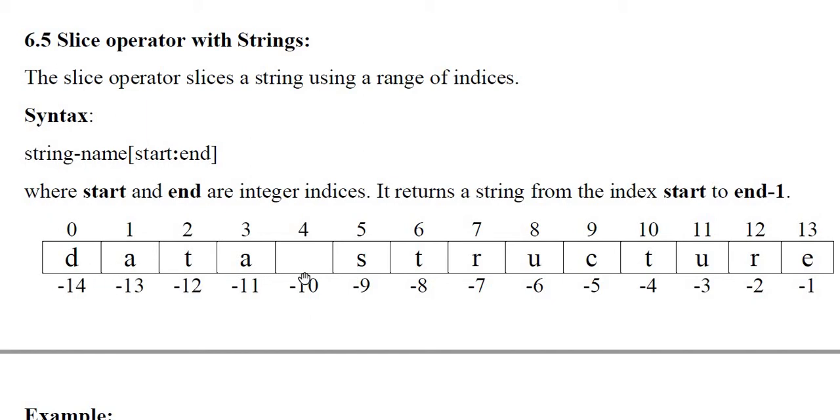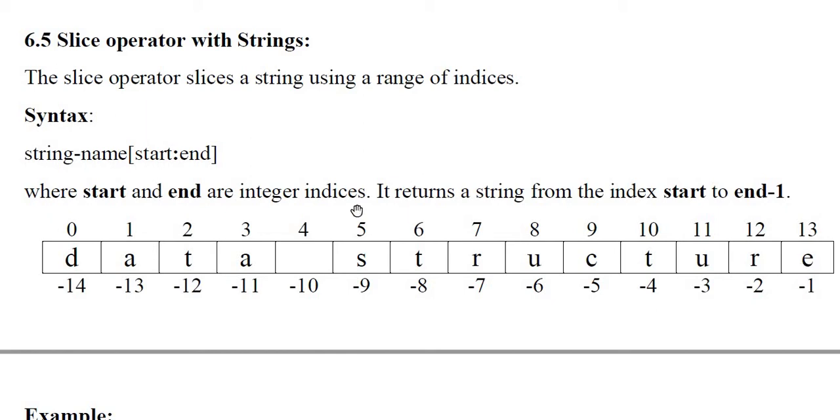See the example here. This is your "data structure" string, and this is how it is stored in your memory, because memory has cells: first cell, second cell, like this. In Python the index always starts from 0 and ends at n, where your string ends. Here your string ends at 13, so your last index is 13. You start with 0 and go to n. What is n? n is the last cell where your string is stored.